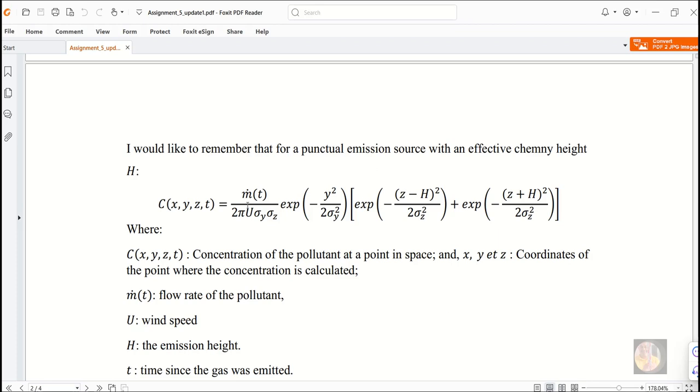Z is equal to 0, right or not? So in this equation, you will consider Z equal to 0. This is one thing. The second thing you will consider, if you are at the x-axis, y equal to 0. So this will simplify the equation. What remains in your equation is m point divided by 2 pi u sigma y sigma z, times 2 times exponential minus half h divided by sigma z squared.